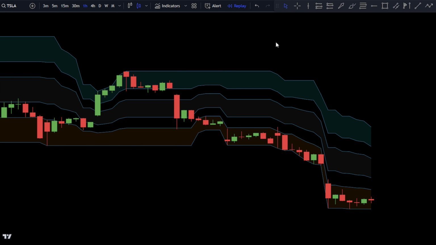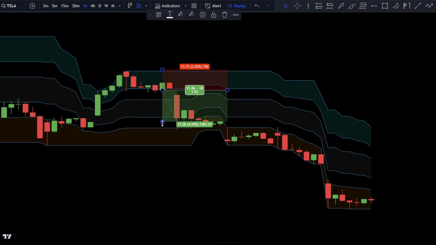And here's an example. The candlesticks enter the blue zone, and then a bearish candlestick closes below the orange line, giving us confirmation for a sell setup.